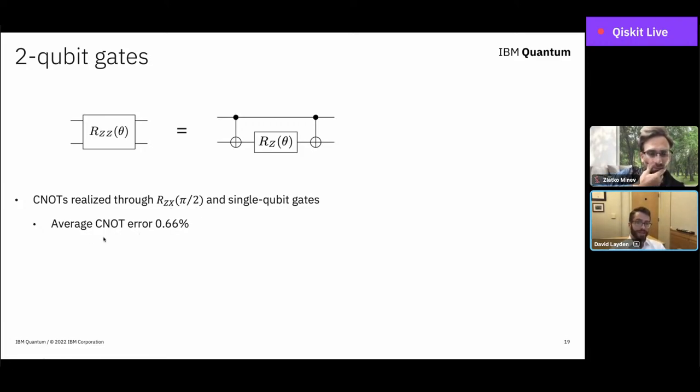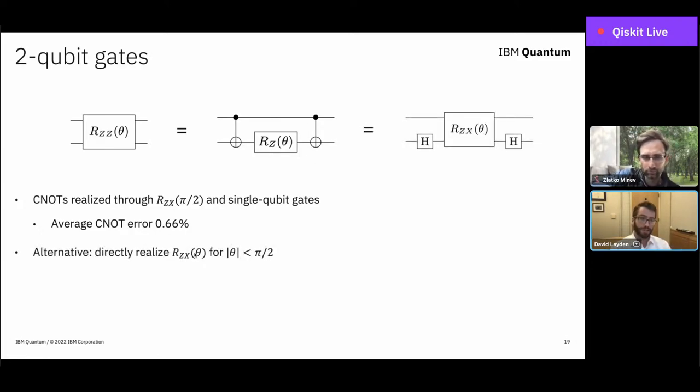Now, in our experiments, we had an average CNOT error from our calibrations of about 0.66%. But rather than actually doing the RZZs this way using two CNOTs, what we did instead was an RZX rotation by the target angle directly, which is significantly smaller than pi over 2, although the angle depends on the coefficients in your Hamiltonian. And so we ended up actually implementing this circuit on the right here, where the H's are Hadamard gates.